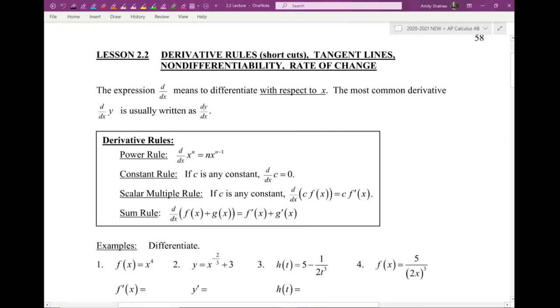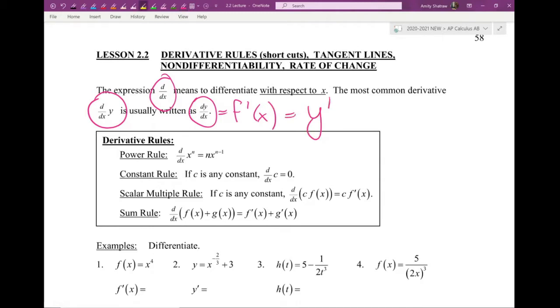So the expression d/dx means to differentiate with respect to x, meaning that's the variable, our input variable. The most common derivative, d/dx of y, is usually written dy/dx. I want you to know, dy/dx is the same thing as f prime of x. It's also the same thing as y prime. Our favorites are going to be this y prime and this f prime of x for a long time, but this guy is going to become very important very soon. So we will come back to it.